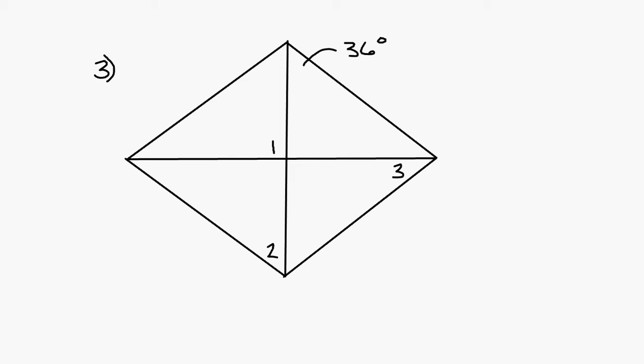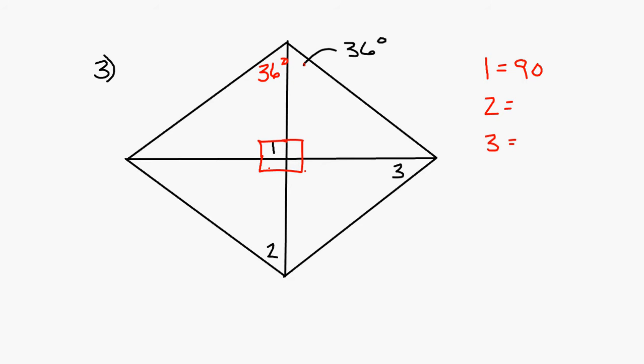The diagonals of a rhombus are perpendicular. So angle 1 is equal to 90 degrees, which means all of these angles in the middle are 90 degrees. Okay, so angle 1 is equal to 90. Now angle 2 and angle 3. Okay, the diagonals bisect the angles. So if this side is 36 degrees, then the left side is 36 degrees.